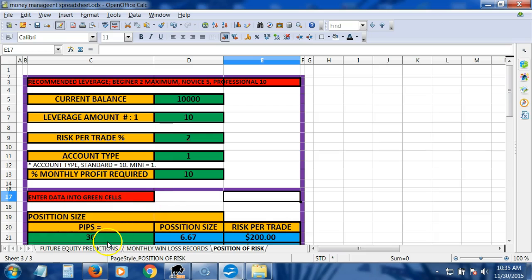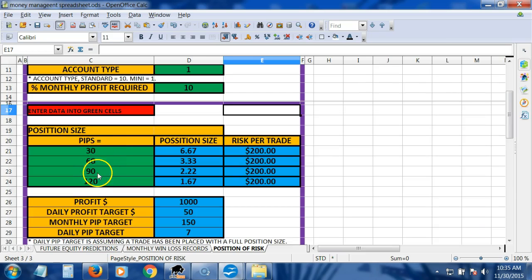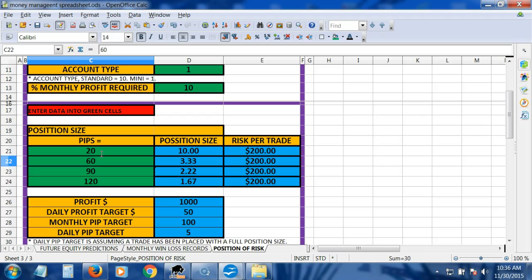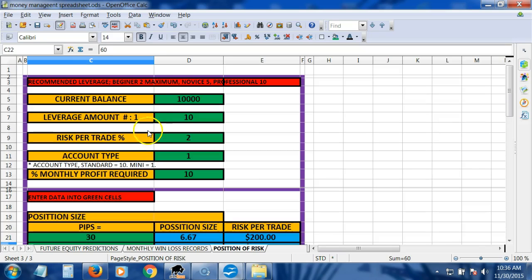These numbers in the green are variables which you can trade off of. So if you look at anything in the green box, you can change whatever you like.